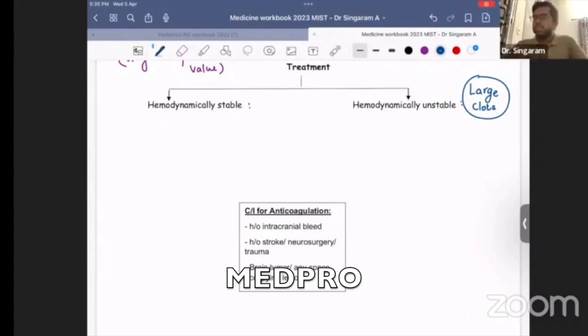So for a hemodynamically stable patient, we don't actively remove the clot. We will just observe the patient. But you have to do something else. What is that? Suppose the clot becomes bigger. What will happen? The damage also will become severe.